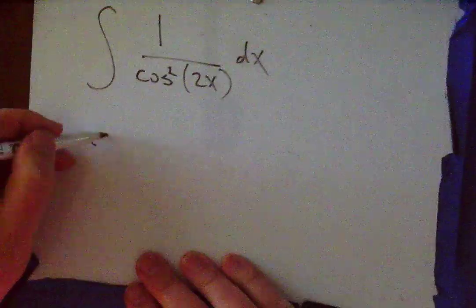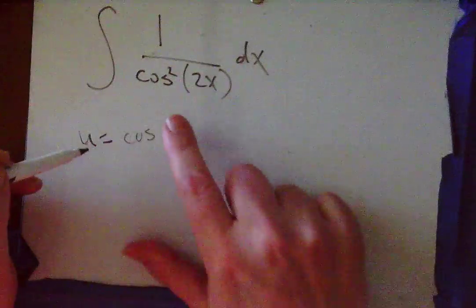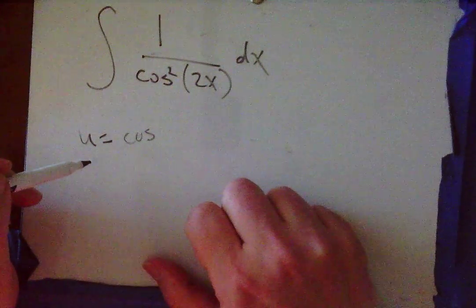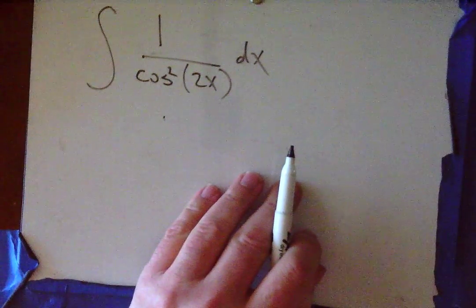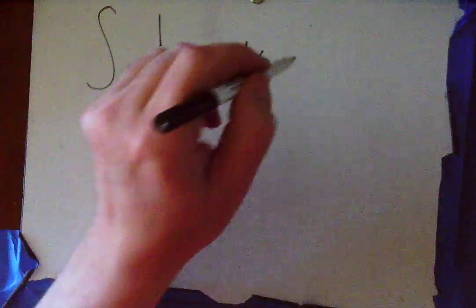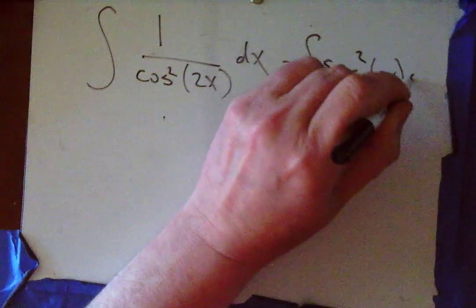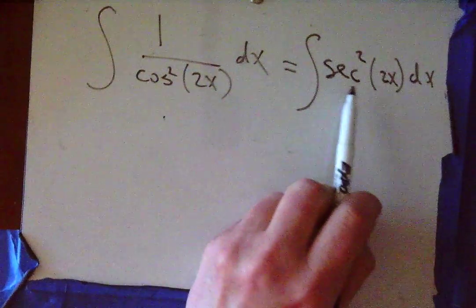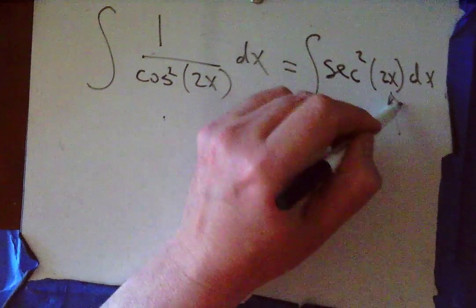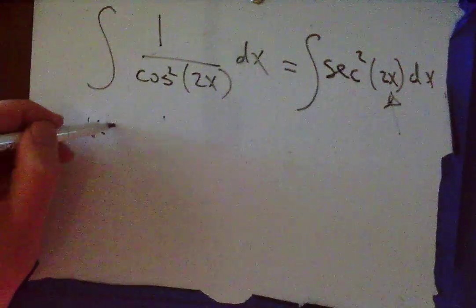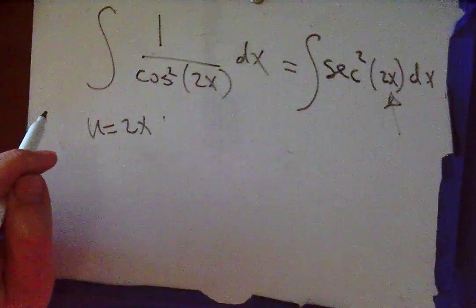If I make u equal sine, or even cosine, this is then u squared. So no, I don't feel comfortable with that. I do, though, remember enough trig to say, well, isn't that the same as secant squared 2x dx? Sure is. And I know that secant squared is the derivative of tangent. So, actually, that's my u. U is 2x. So with u equal to 2x, please finish up this problem and come back when you're done.